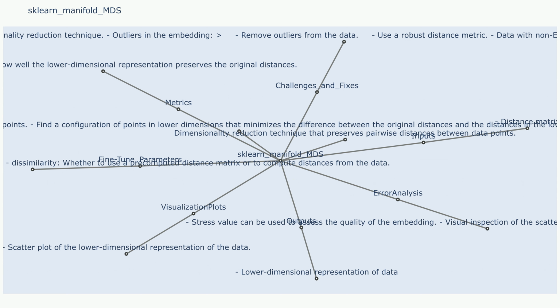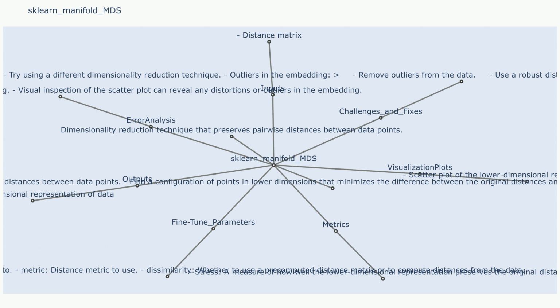Uncertainty method 2. Explain in detail. One can also apply methods like kernel density estimation to estimate the density of the data points in the lower dimensional space, giving a visual indication of uncertainty.